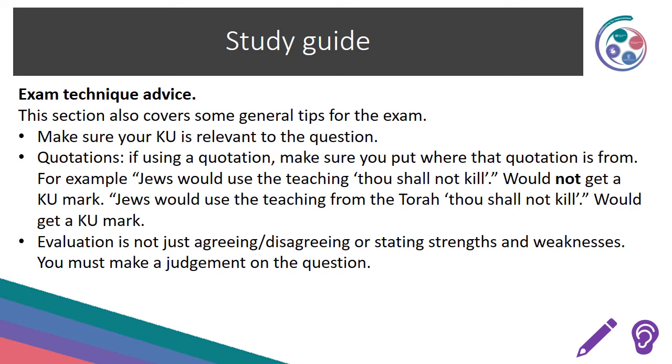Okay, exam technique advice. So this is the last part of the study guide. This section also covers some general tips for the exam as well. So make sure your KU is relevant to the question. If it's asking you about, for example, religious views, you will only get marks for stating religious views. You only get KU marks for that. If it's asked to talk about a particular belief, make sure your KU is focused on that as well.